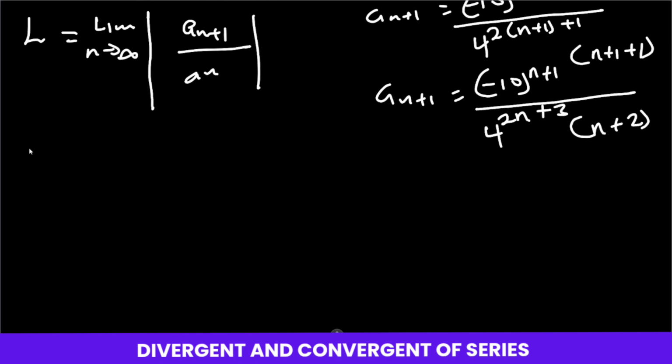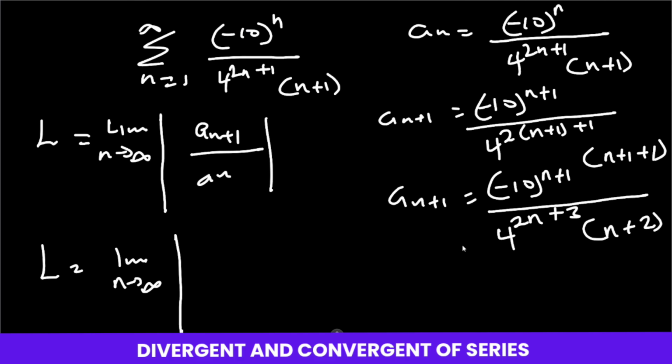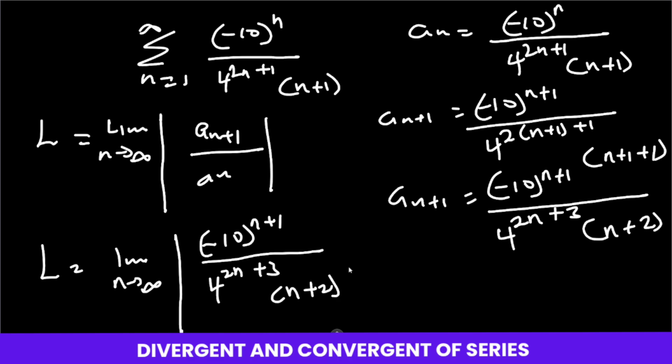So here we can see L is equal to the limit as n approaches infinity of a_n. We know a_n is the actual function, so let's look for it, which is this one. So a_(n+1) first. That's (-10)^(n+1) divided by 4^(2n+3) times (n+1)^2. You can just reciprocate what we have here. That's dividing, so we are just reciprocating it.